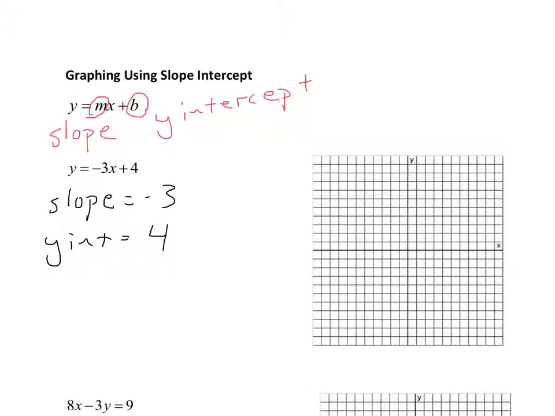So all I have to do is go up to 4, 1, 2, 3, 4 on the y-axis, because that's where the line's going to cross. And then I do a slope of negative 3. So I need a rise over run for a slope. Negative 3 I'm going to write is negative 3 over 1. Negative 3 is the rise, and 1 is the run. Negative 3 for a rise means I go down 3 over 1, make another dot, and then draw the line that connects them.